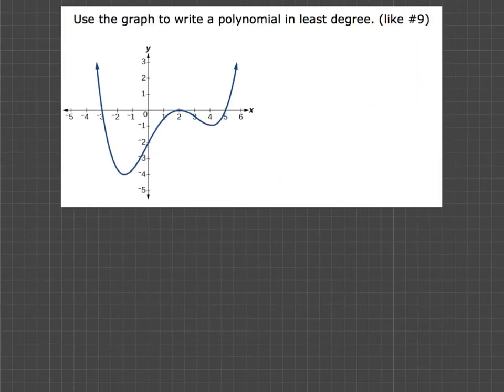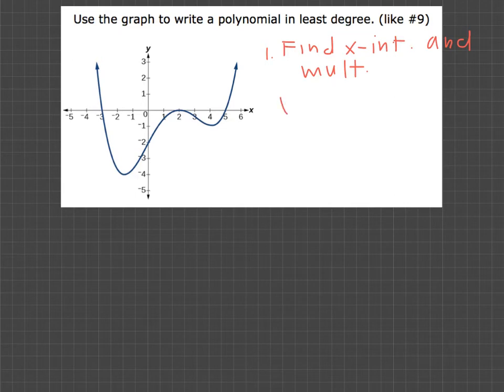Okay, next example is we want to use this graph to write a polynomial function in the least degree. This is like number 9. So the first step to doing this is we want to identify the zeros or identify the x-intercepts. And we also want to find the multiplicity.